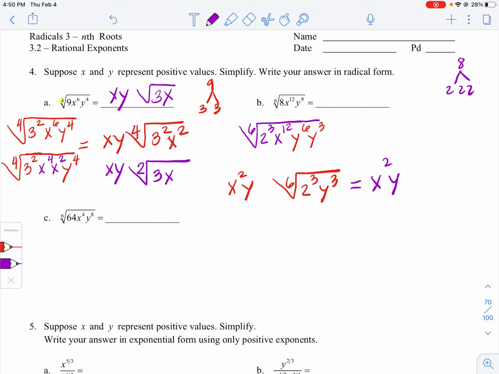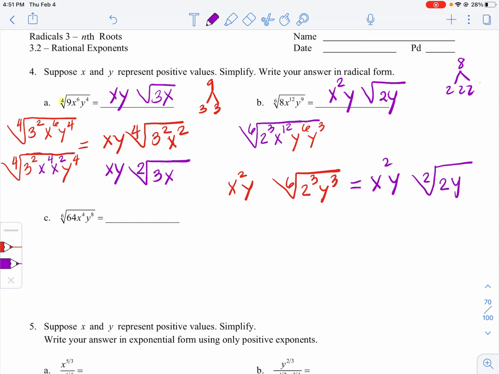So 6 divided by 3, you are now going to have a 2. 3 divided by 3 is 1, so you have a 2 in. 3 divided by 3 is 1, so you have y. So your final answer is x squared y. And then again, you don't have to put the 2 because a square root means a 2. But if you put the 2, it wouldn't be wrong. It's just that we normally don't put the 2.